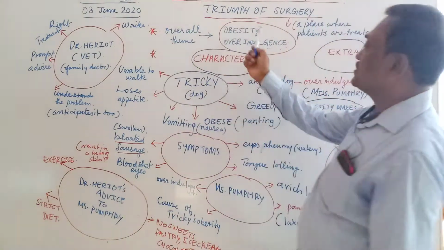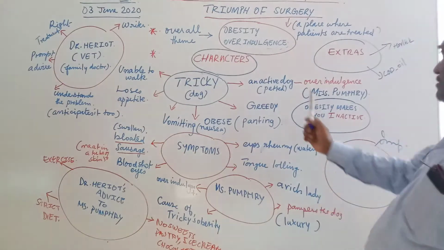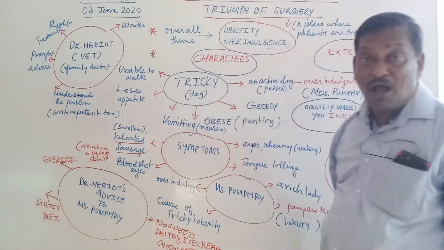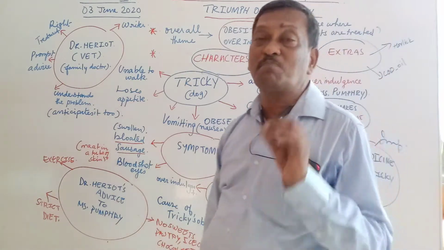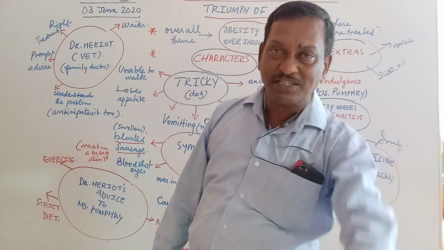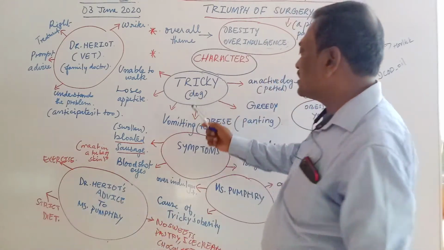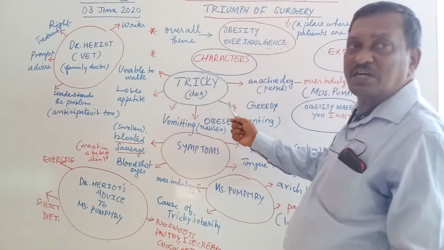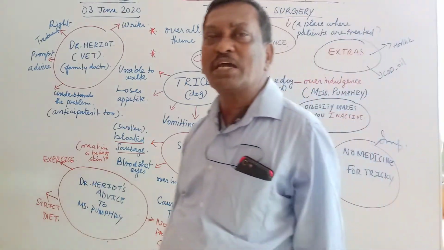What happened because of this pampering? You see, the dog was an active dog, but because of Mrs. Pumphrey's pampering, doting, petting, he became a greedy dog. An active dog, petted, becomes a greedy dog. Why did he become greedy?